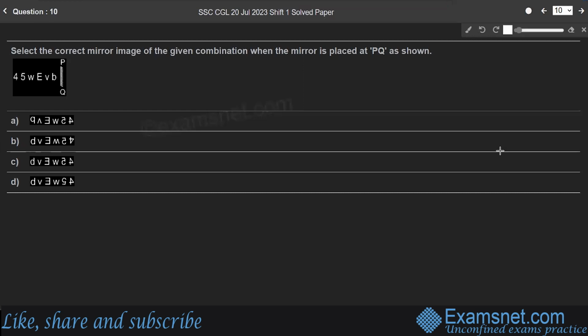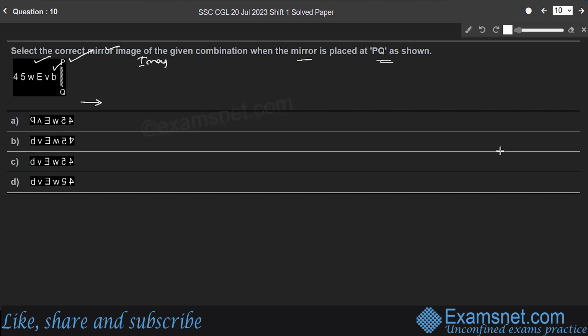Question number 10. Select the correct mirror image of the given combination when the mirror is placed at PQ. Here again, the mirror is placed vertically. The object part has numbers and letters: 4, 5, W, E, V, and B. Here in the image, when the mirror is placed vertically, the right part of the given figure appears to be the left part of the image. Here, the rightmost letter is B, so it appears to be the leftmost letter in the image part.